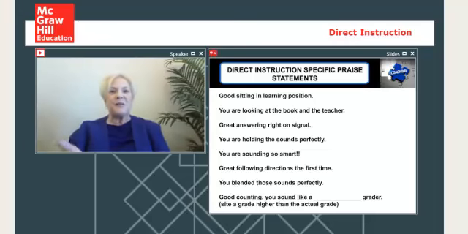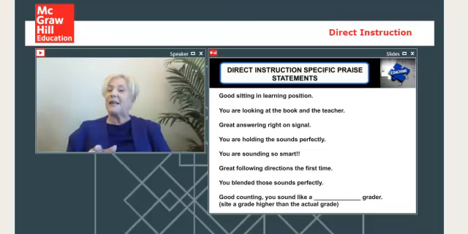So as you look at these specific praise statements, you see some here that apply for Connecting Math Concepts, some for Corrective Reading, some for Reading Mastery Signature. But going down this list, do you see one that says, great following directions for the first time? And that's something we want to build in, that these students hear a direction and they follow. When you say listen, they are responding to us.